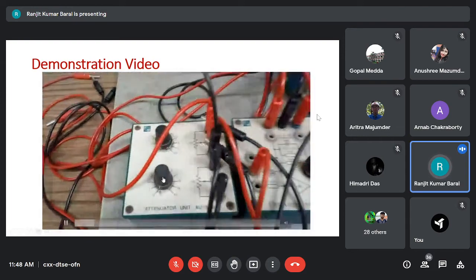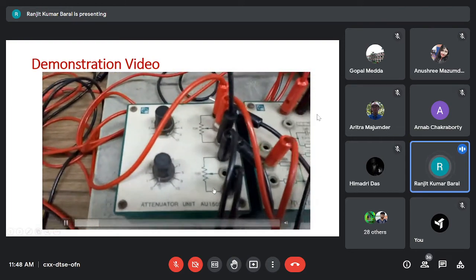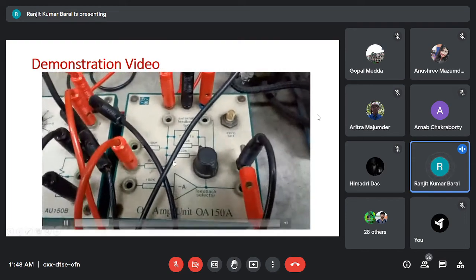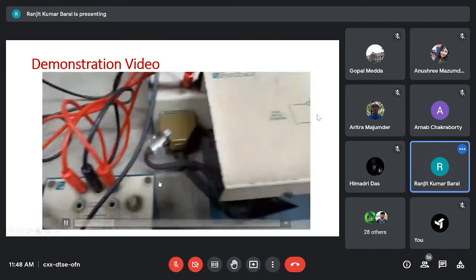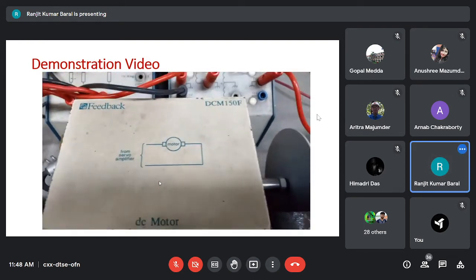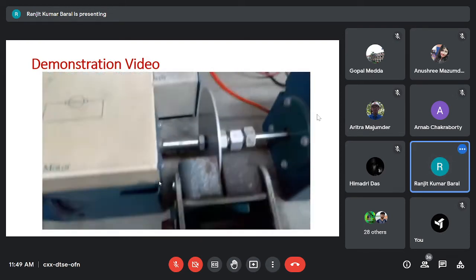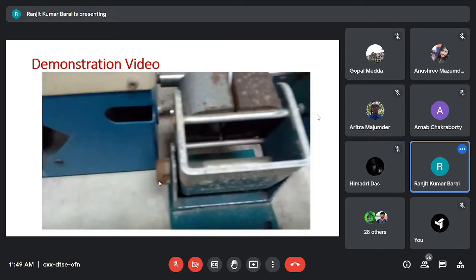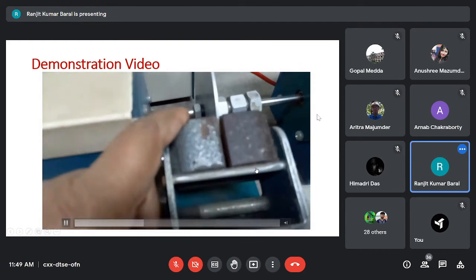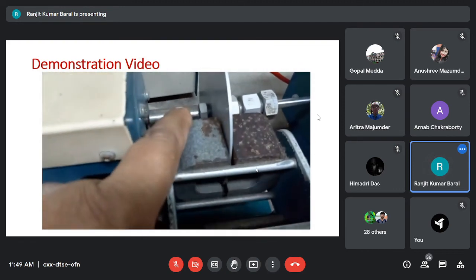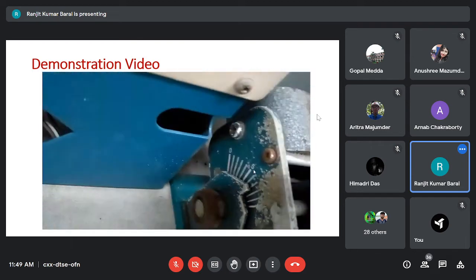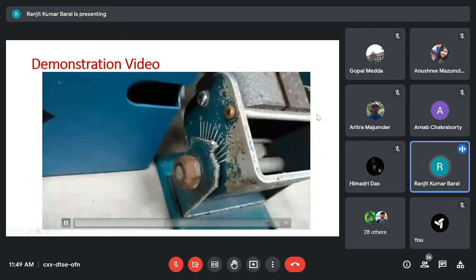This is the attenuator through which we are giving input voltage. This is called the summing amplifier. We can add up two voltages. This is the magnetic brake. We can move it upward and downward. It's not calibrated, just marked.